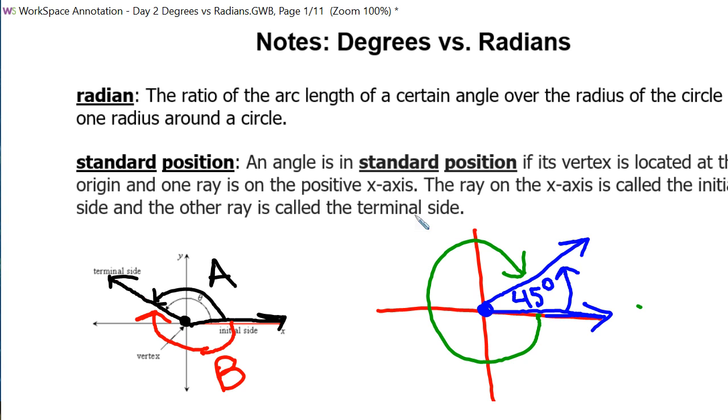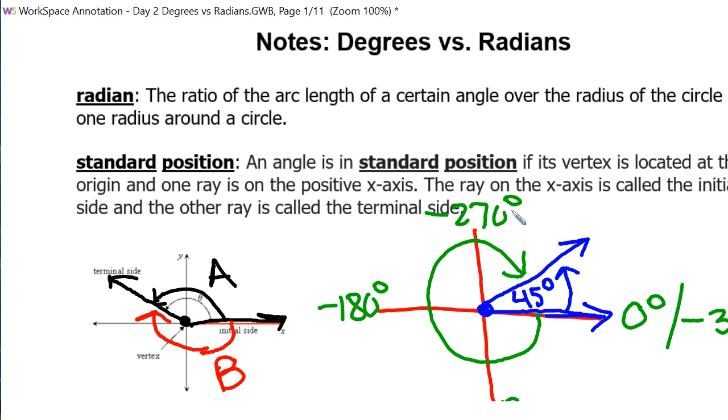So we're still starting at 0 degrees, but now we're going clockwise. So if I'm going clockwise, instead of being positive 90 degrees, this is negative 90 degrees. So if you're going clockwise, it's negative. This becomes negative 180 degrees. This becomes negative 270 degrees. And 0 degrees would also be negative 360 degrees.